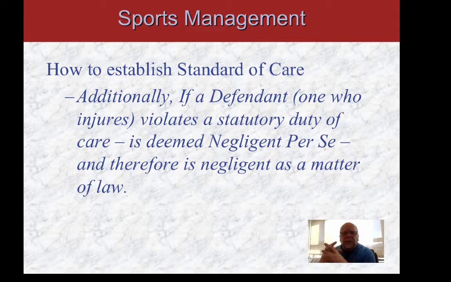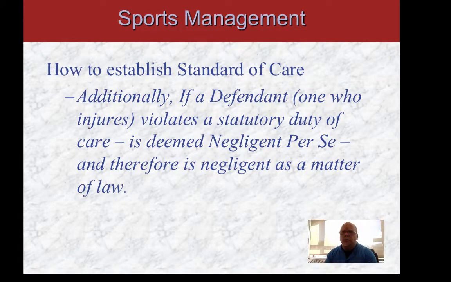All right, so this is a little different. There may be certain laws on the books that automatically say if you do this, you violate. You've breached your standard of care, and that's deemed negligence per se. All right, per the statute, negligence per se. And therefore, it's negligent as a matter of law. The only thing you need to next analyze is what damages are. An example of this would be a rear-end collision.